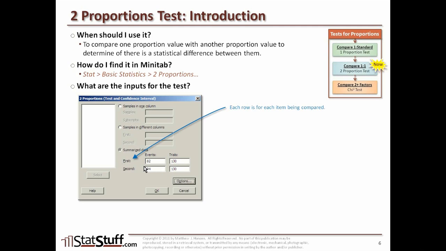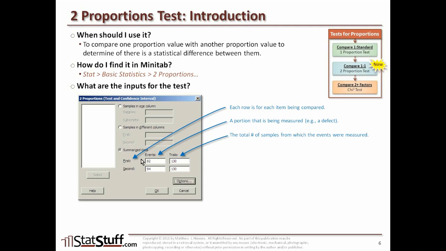What we have here first of all is that each row represents one of the items being compared. The first item you're comparing goes on the first row, and the second item on the second row here. Then what's represented under the events for each of the first and second rows is the number of errors or defects, or whatever the portion is that you're measuring and comparing between the 2 groups. And the trials represents the total number of samples for each of the things you're comparing.